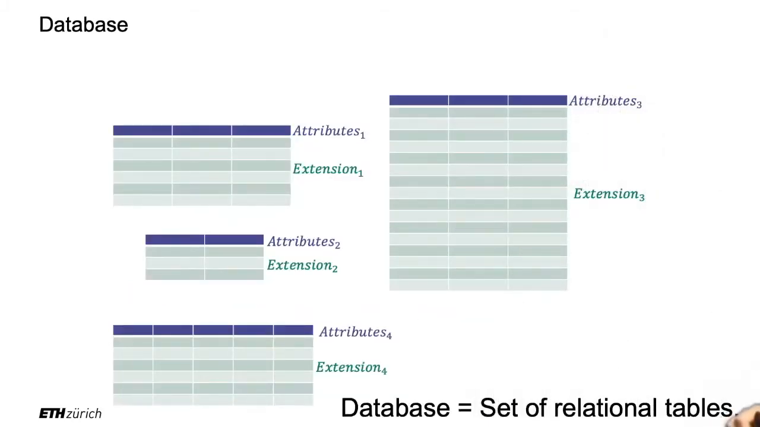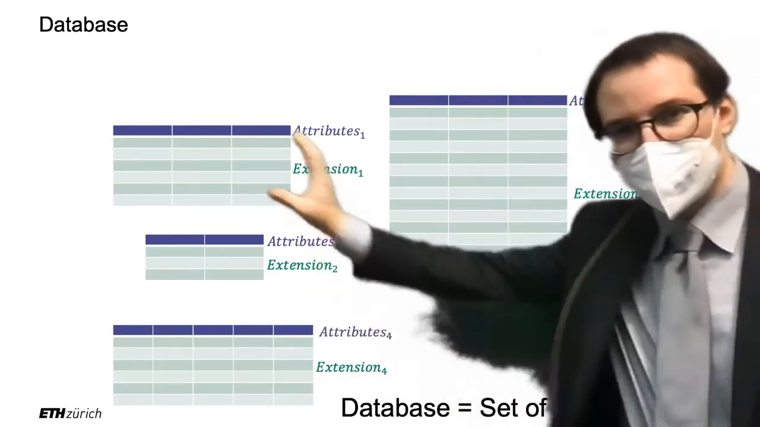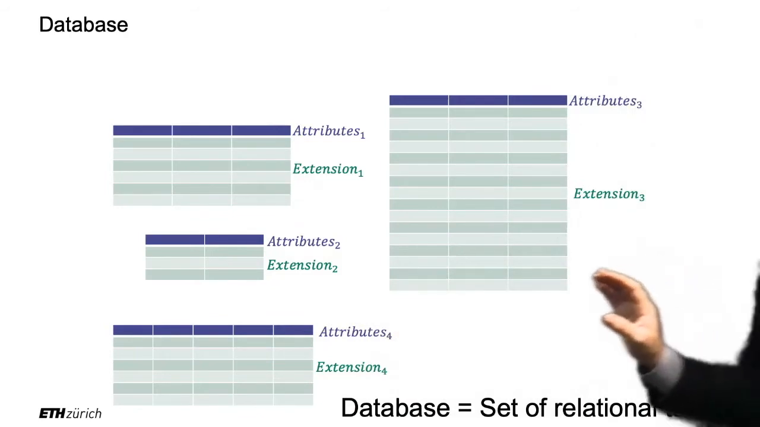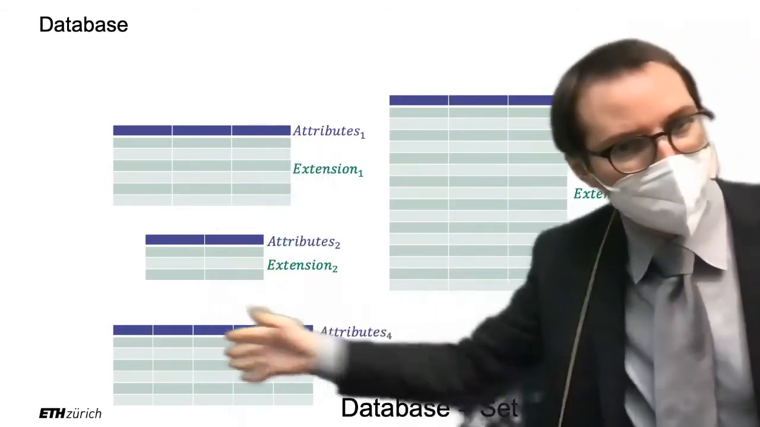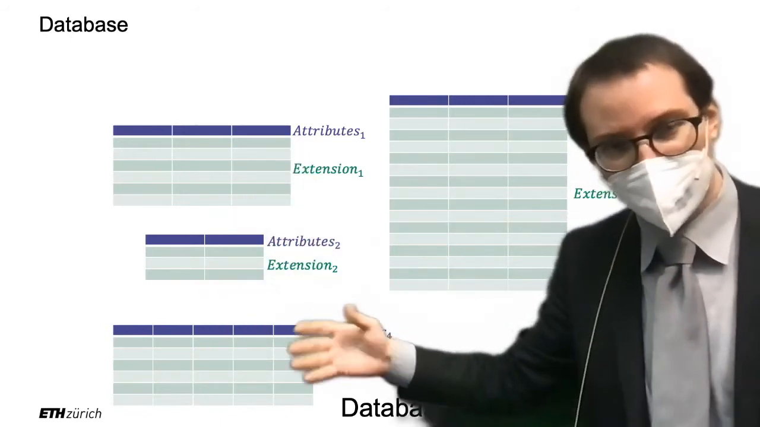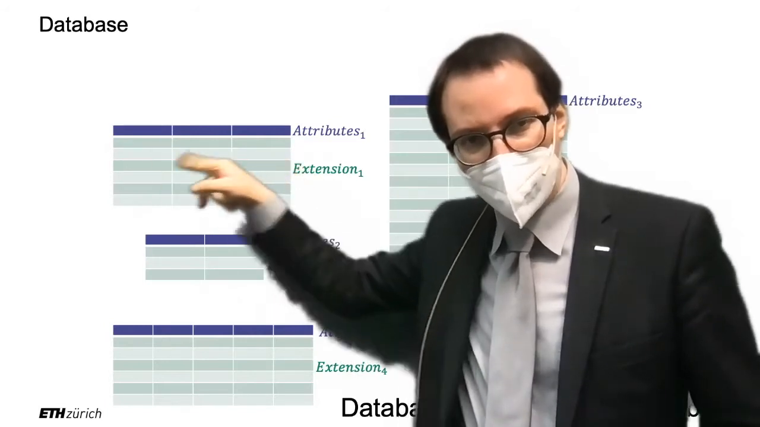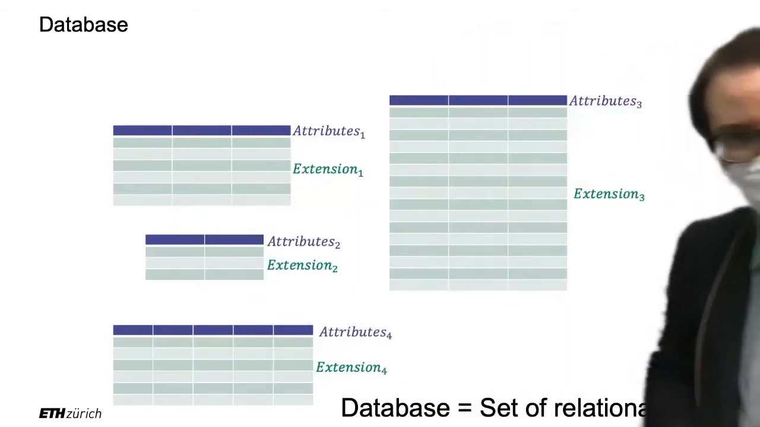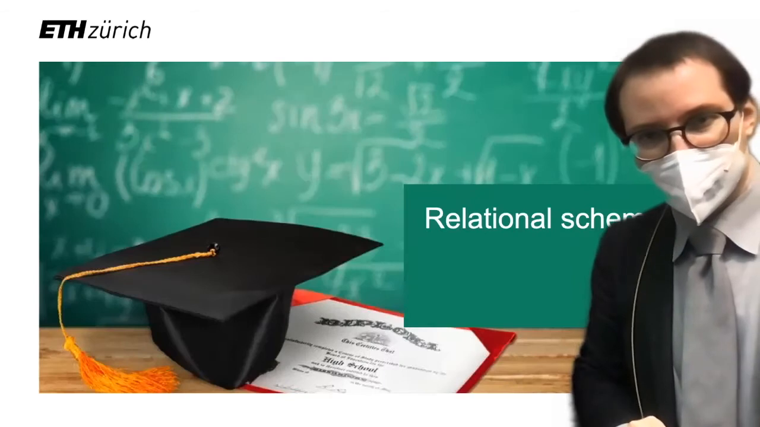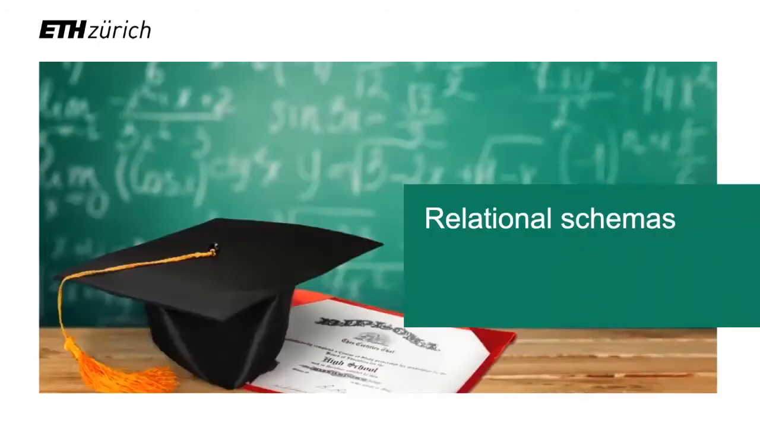Okay, so now what is a database? It's just a set of relational tables, right? I have, in that case, 4 relational tables. Of course, my relational tables will have different attributes, right? Different supports. That's totally fine. But within the same relational tables, all of the maps, all of the records must have exactly the same support.